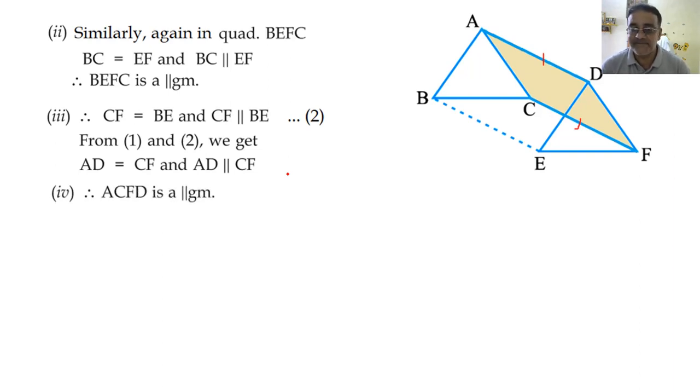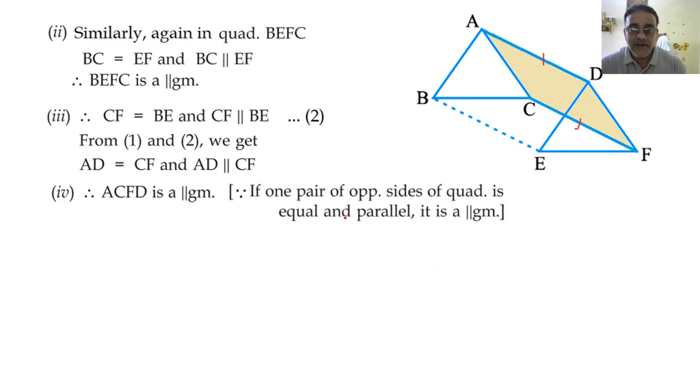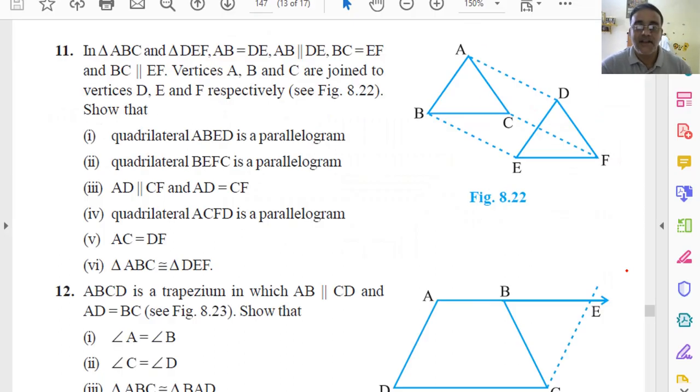Clear? Now see, this is not in the continuation of the first bit, so we have to write the reason. If one pair of opposite sides of a quadrilateral is equal and parallel, it is a parallelogram. So the fourth bit is clear? Now the fifth bit.